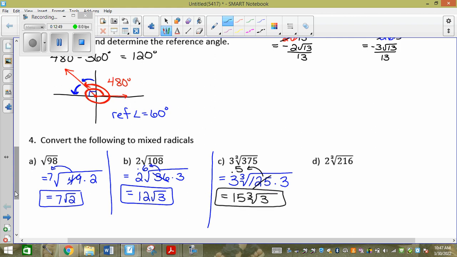Okay, 216. James, what cube does 216 break down into? Just 6. No. What cube can it break down into?